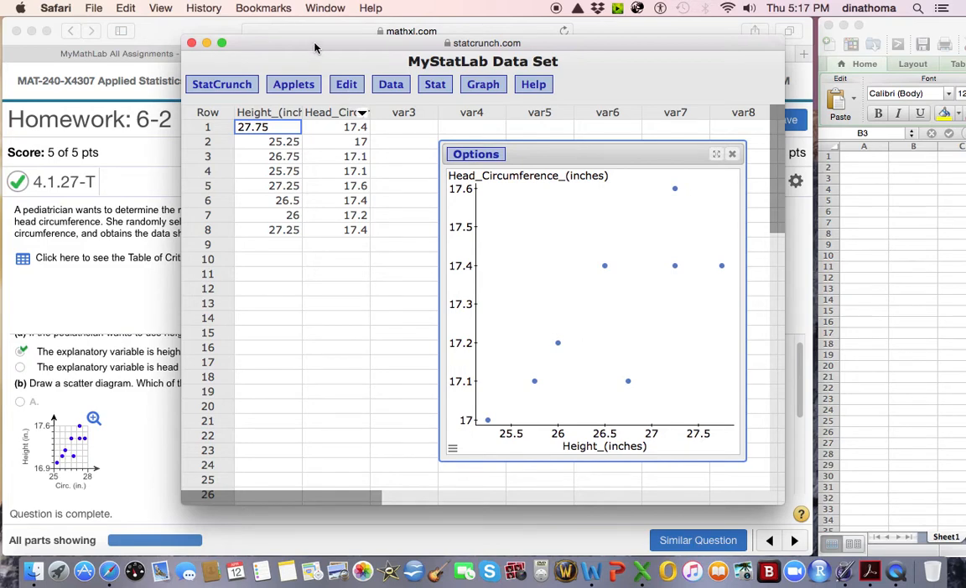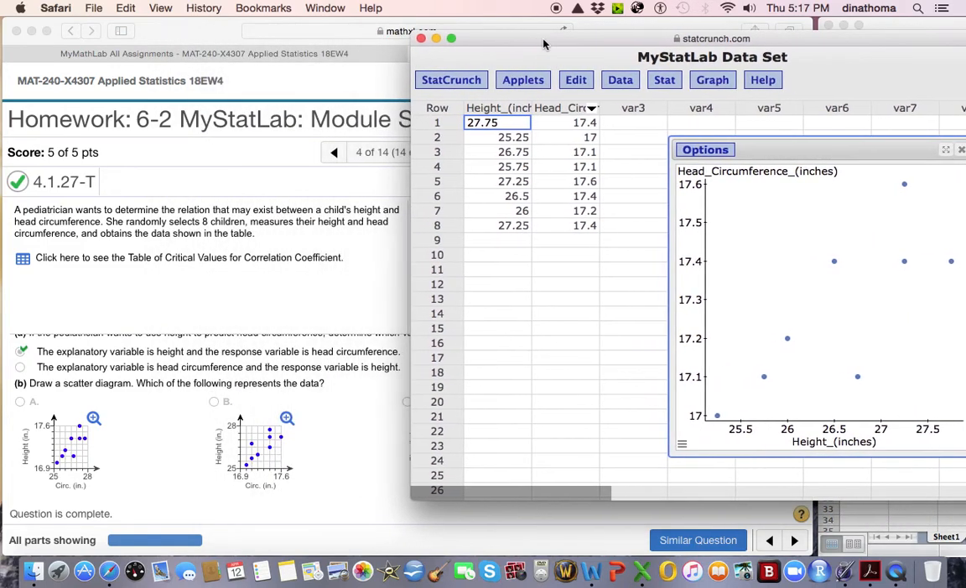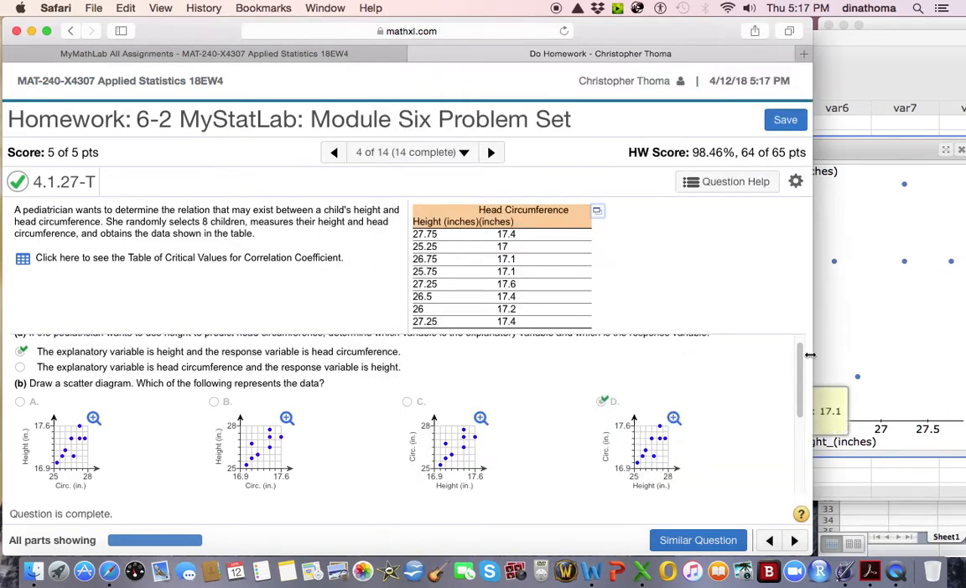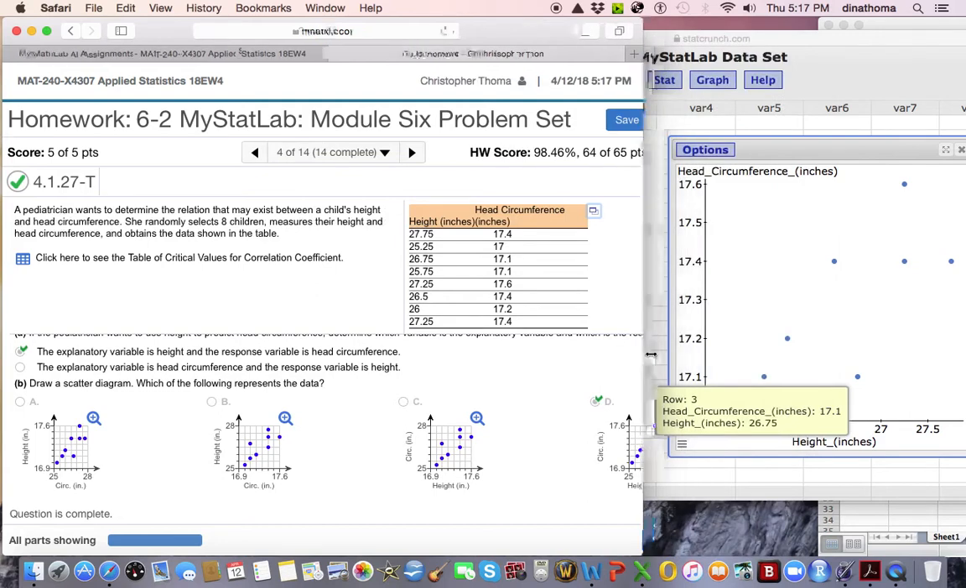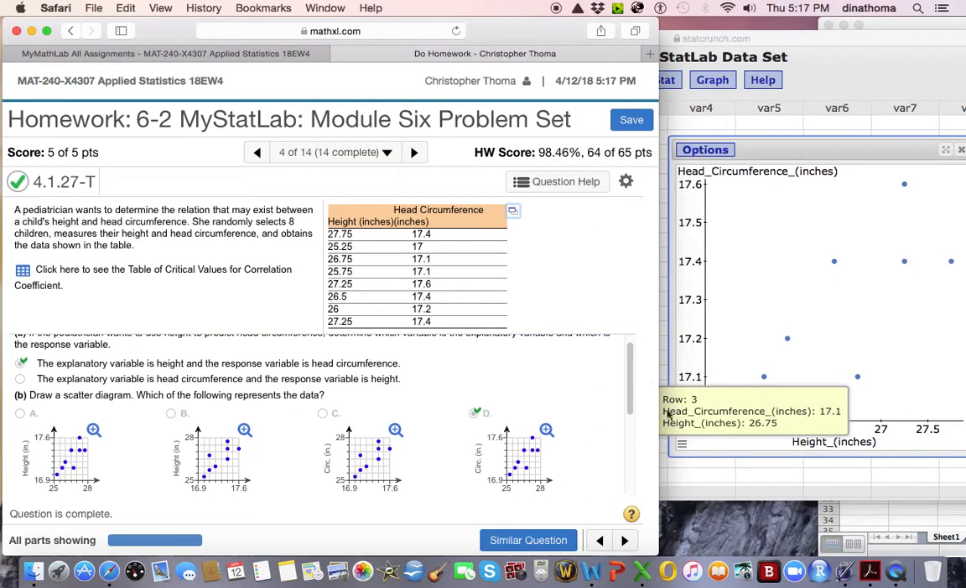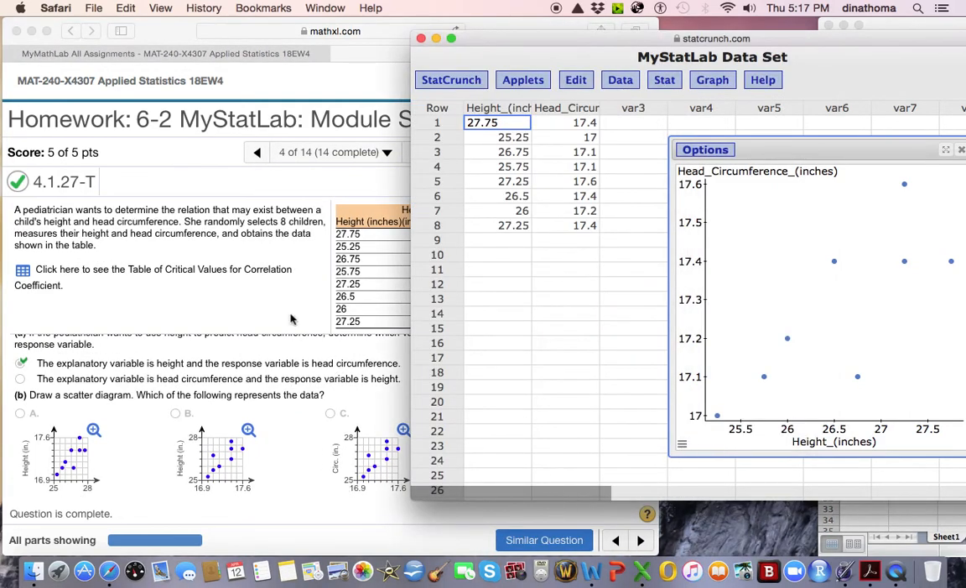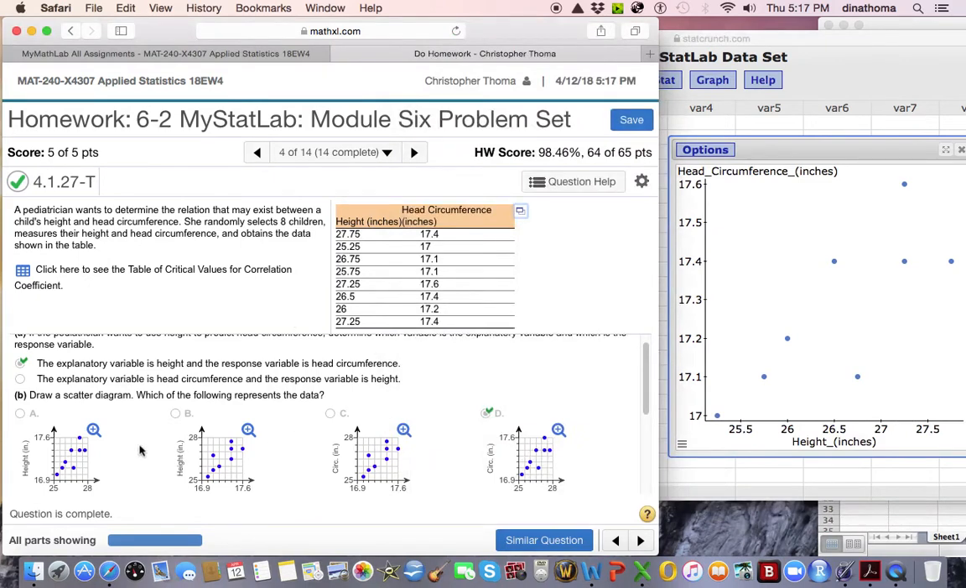So I'm going to move this over so we can kind of still see it. And then I'm going to bring over this so we can look at all the graphs. All right, perfect. All right. Key here is to look at your labels. So height is our explanatory, so it's our bottom axis, or our horizontal, and head circumference is our vertical.